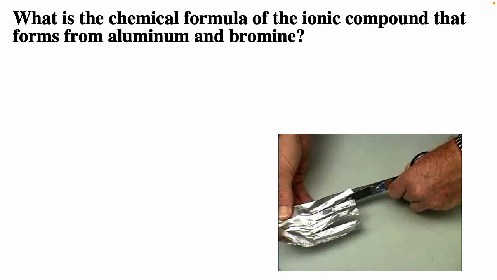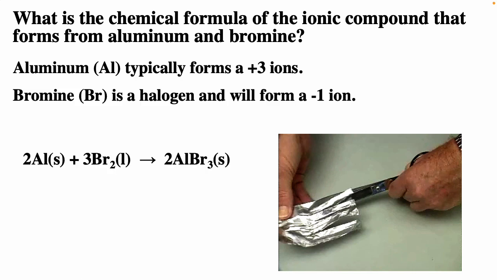So what is the chemical formula for the ionic compound that forms from aluminum and bromine? And so bromine, we saw, was going to form a -1 bromide ion. Aluminum forms a +3. And so we would need 3 bromide ions for each aluminum. Now again, bromine is a diatomic. And so if we put a 3 here, that means we've got 6 bromide ions.